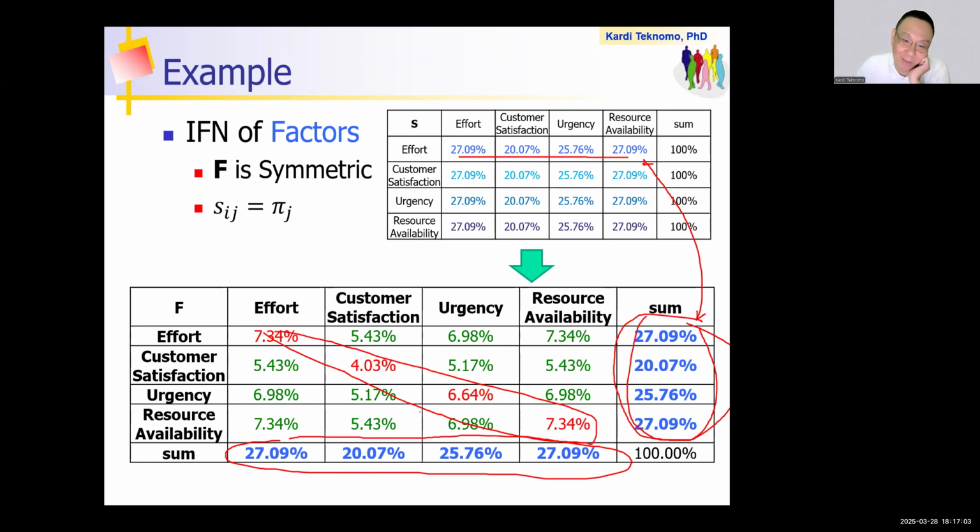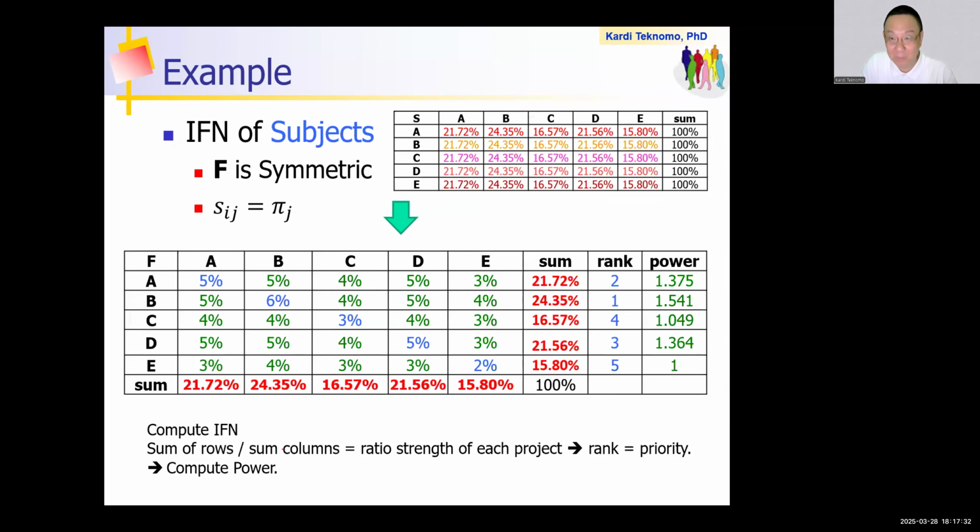Not only that, now you can start to see that F is actually symmetric. This is very interesting, theoretically. So F is symmetric, and the Sij, this one, is exactly the same. Maybe this is for the factor. Let's calculate for the others. For the subject, it is exactly the same.